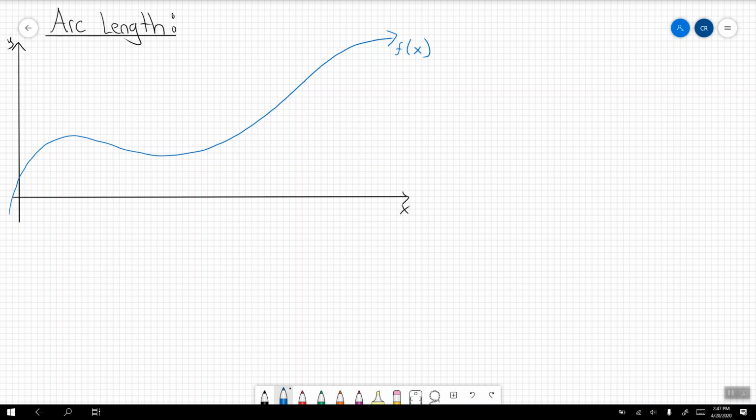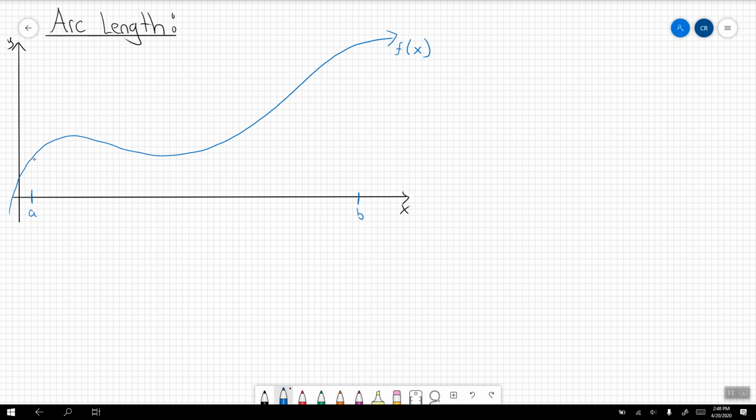Alright, so on the screen here I have some axes, some x and y, and I have some generic function f of x. What I'm going to do at this point is put this on an interval, call it from a over to b. Now, given that this function is on an interval, I want to start subdividing, because I want to be able to calculate this specific section of length between the interval a and b for this function f of x.